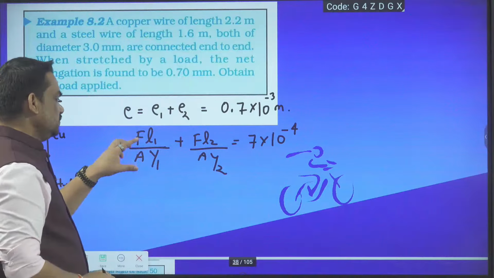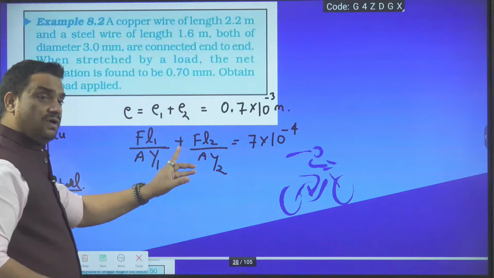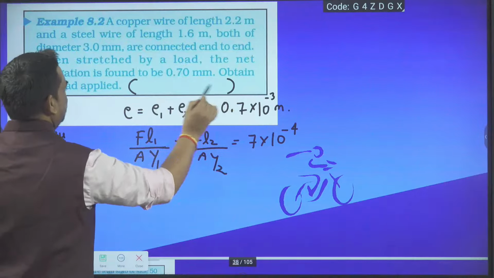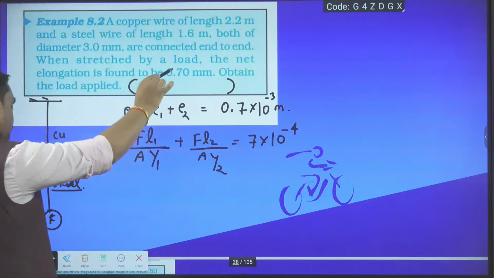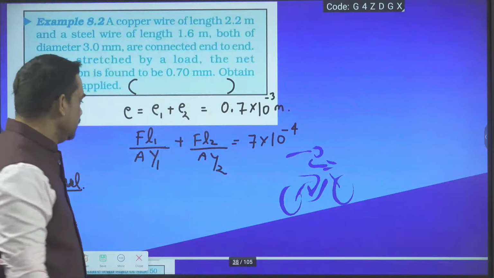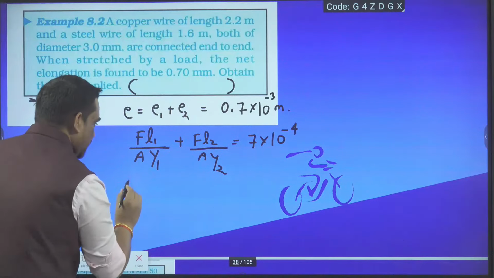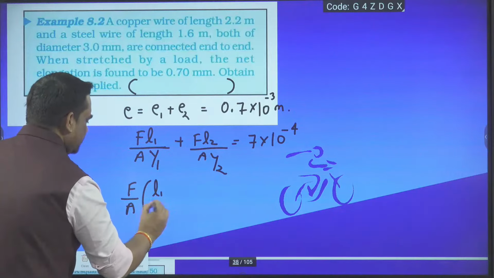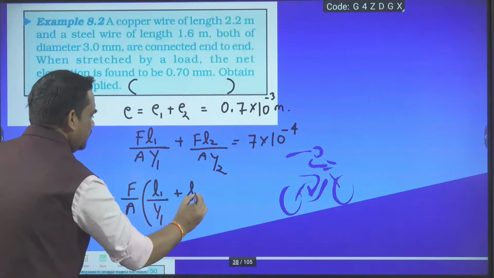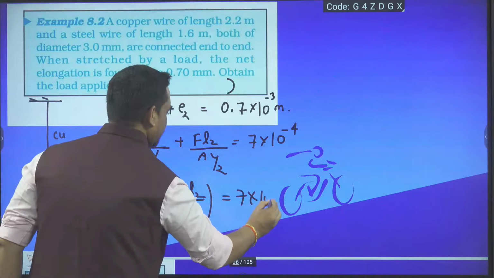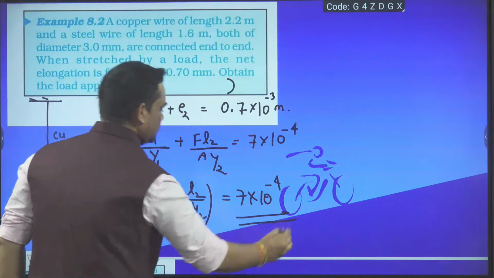Now for the force, you can put in all the data. Y you have to take from the table. In this one, Y is not given, but in the final examination they will give it to you. So the force you have to figure out. Force by A, you can write like this: L1 by Y1 plus L2 by Y2 equals 7 into 10 power minus 4, and you get the answer quickly.